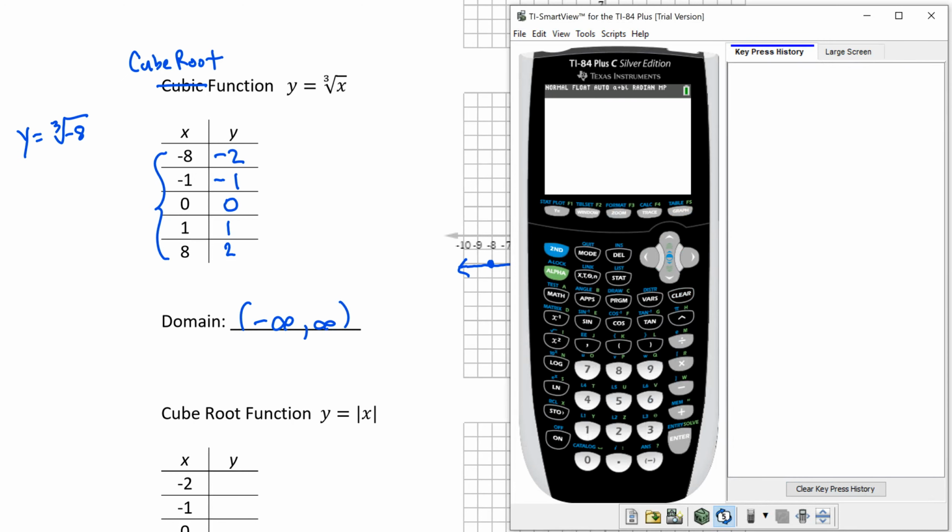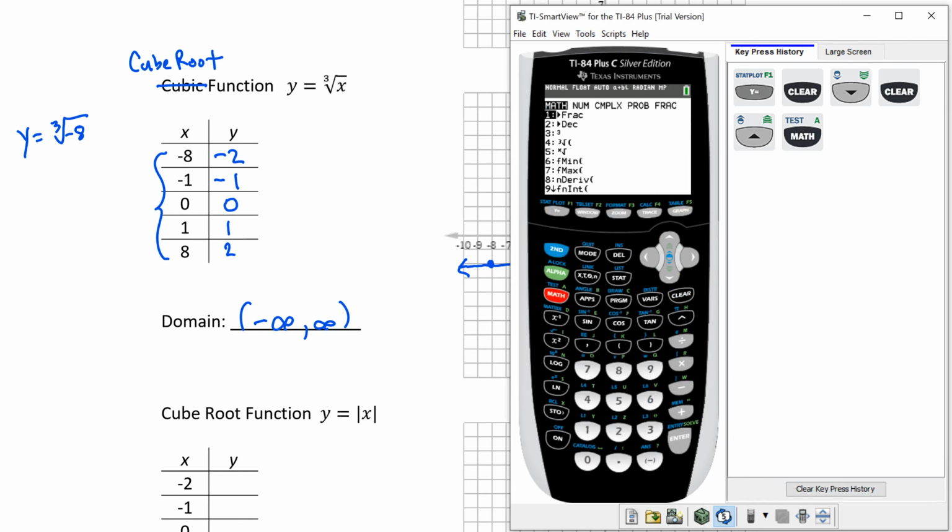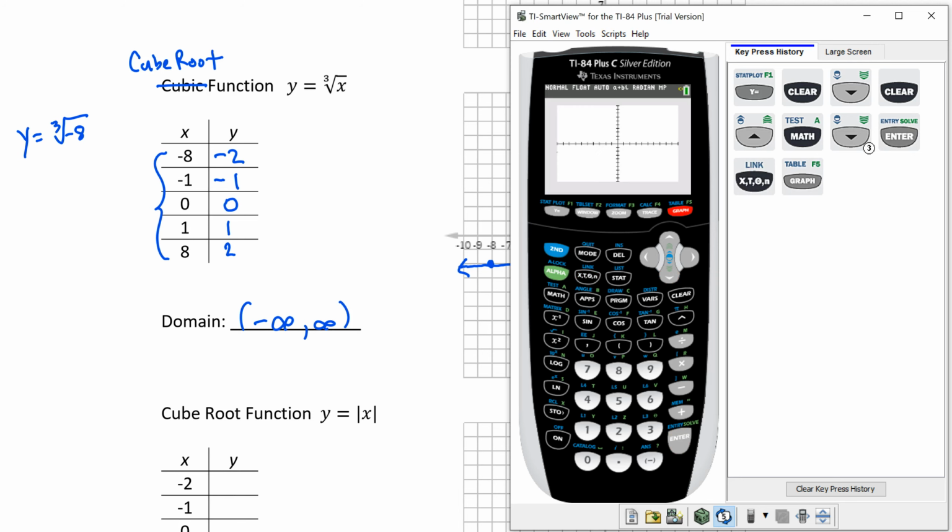this is a good thing to know. Go to your y equals. I'm going to clear out what I have here. And I'm going to access the cube root from my math button. So I'm going to press math. I'm going to choose option number 4. And that puts the cube root on my screen. And I can type in the argument x. And it generates our sideways squiggle.